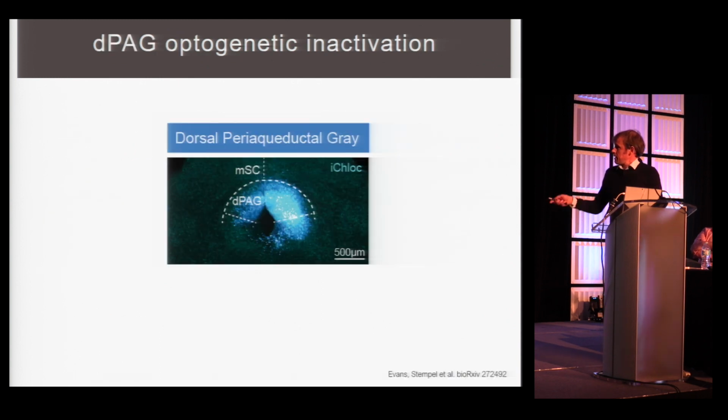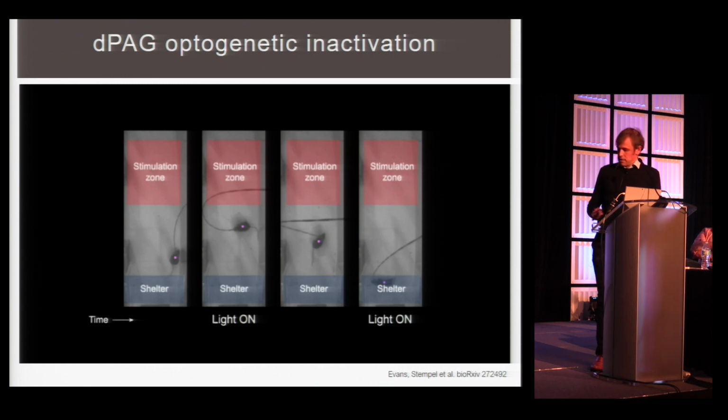Now, this is what expression of iC++ looks like in the periaqueductal gray. Notice that the superior colliculus is clean. And now we show a video illustrating the result of the experiment. So this is the same mouse, four consecutive trials with the light on in only two of them. So light off, on, off, on.